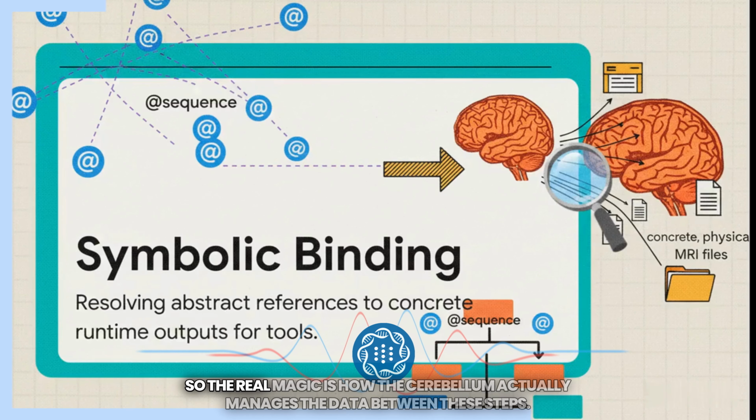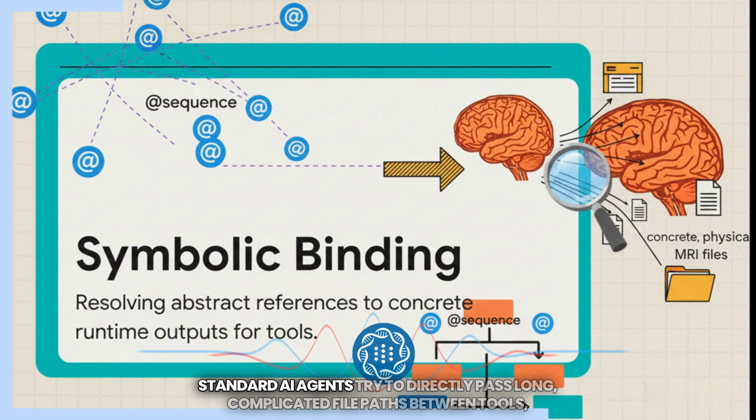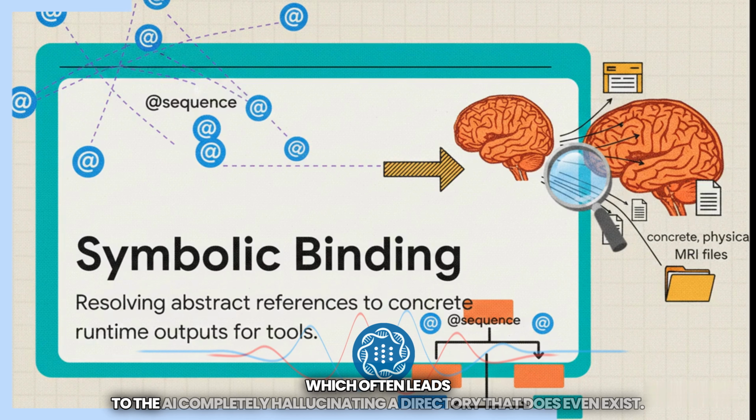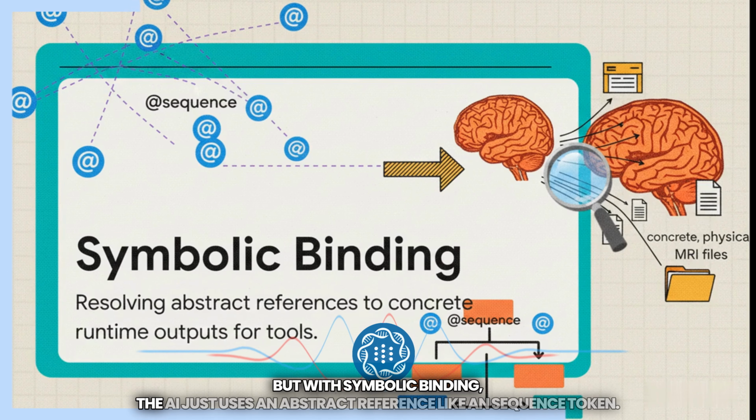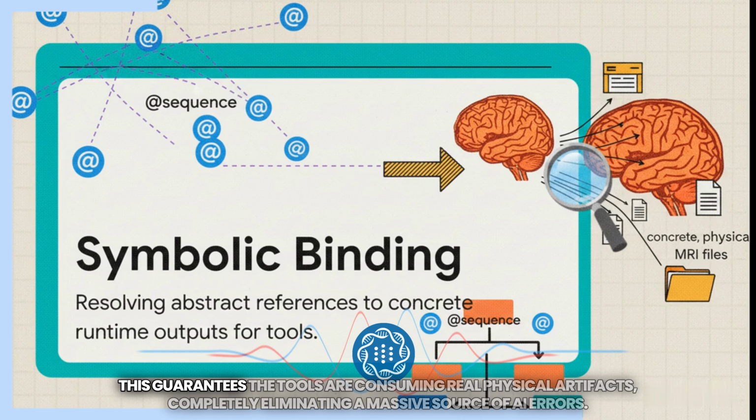So the real magic is how the cerebellum actually manages the data between these steps. And it does this through a real game changer called symbolic artifact binding. Standard AI agents try to directly pass long, complicated file paths between tools, which often leads to the AI completely hallucinating a directory that doesn't even exist. But with symbolic binding, the AI just uses an abstract reference, like an @sequence token. The cerebellum then resolves that token to the concrete physical MRI file on the back end. This guarantees the tools are consuming real physical artifacts, completely eliminating a massive source of AI errors.